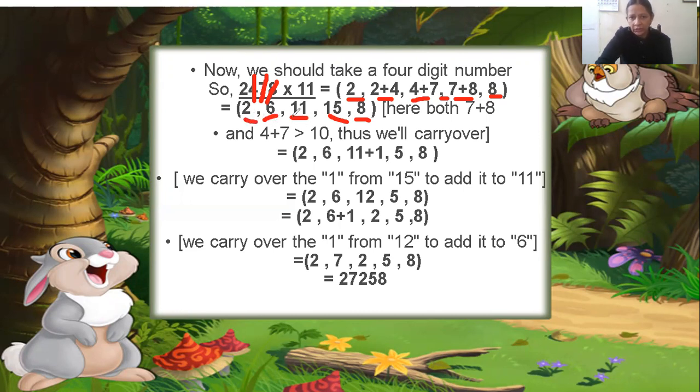So now you see here, look at this 8. 8 is a single digit number, and 11 is a two digit number and 15 is also a two digit number. These are greater than 10. You see 7 plus 8 you got 15 and 4 plus 7 you got 11. So these two numbers are greater than 10. So you will do the carry forward here.